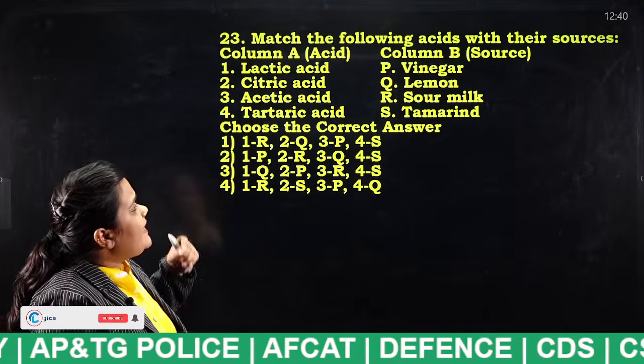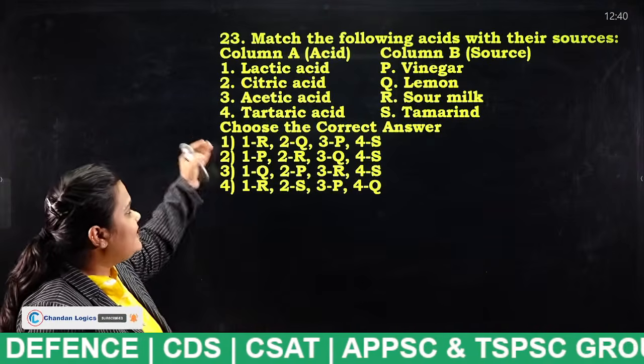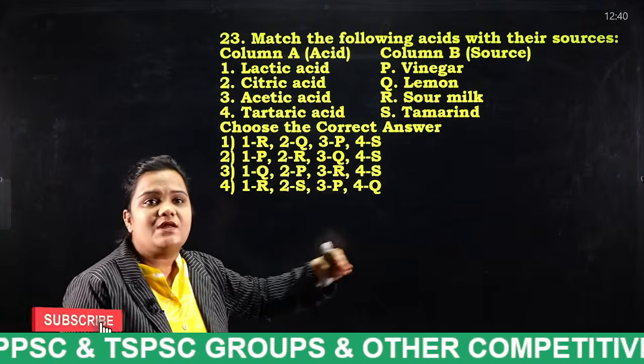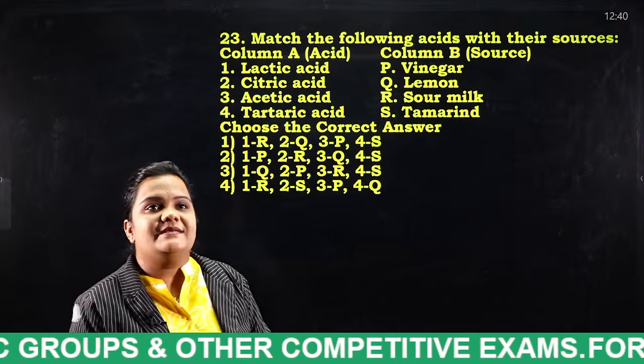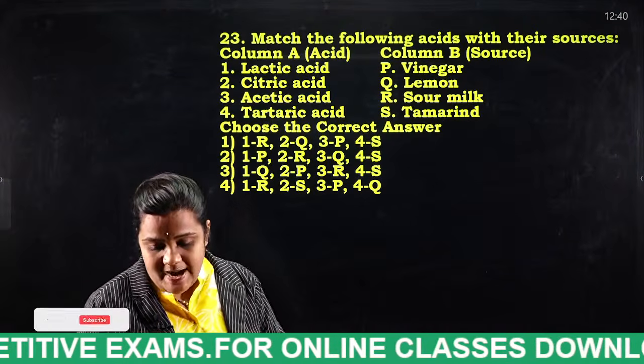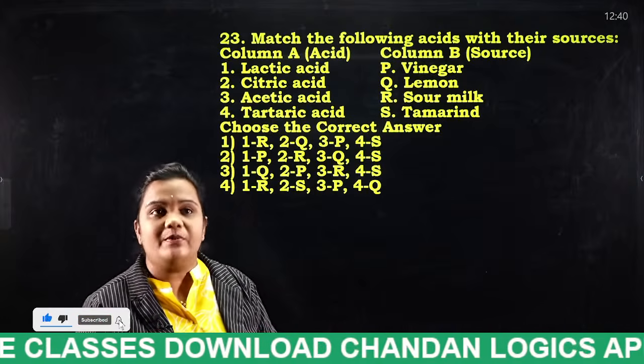Which of the following acids with their sources are matched? Lactic acid, citric acid, acetic acid, tartaric acid. Match it and put your answer in the comment section. Yes, all of you mention your answer in the comment section, students. And each and every student, do share this video to a lot of people.